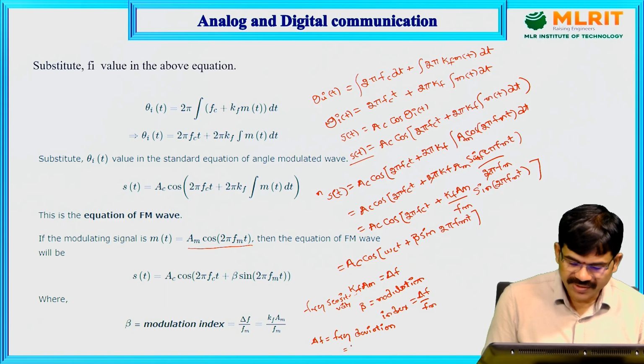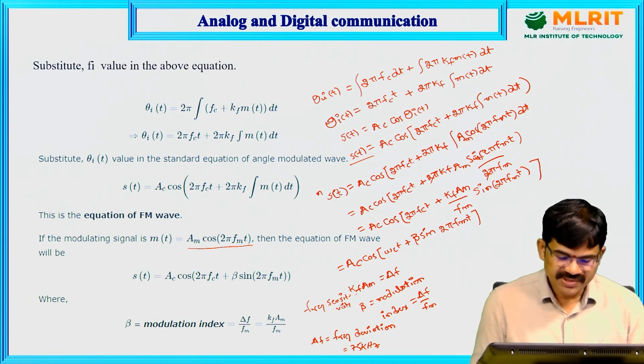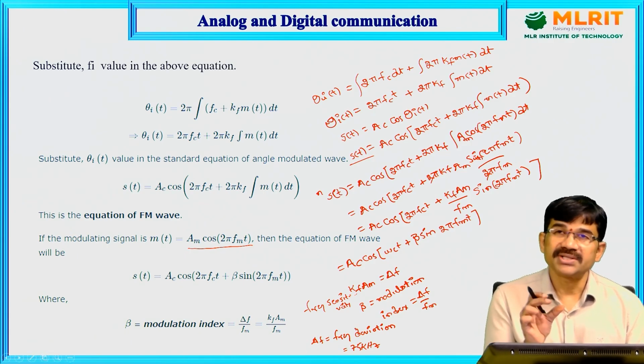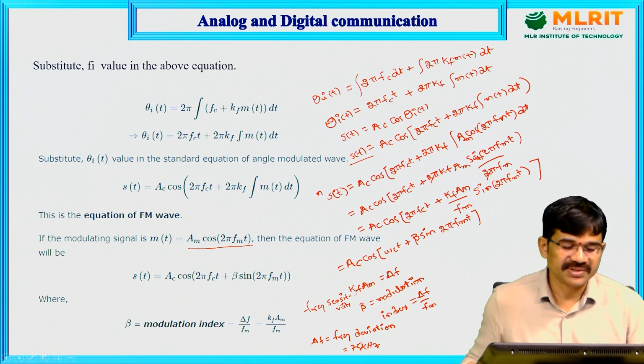The value we are taking is 75 kilohertz in FM. So the frequency deviation del f, the variation of the frequency according to the modulating signal, we are calling it frequency modulation.